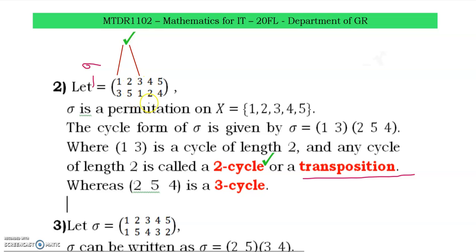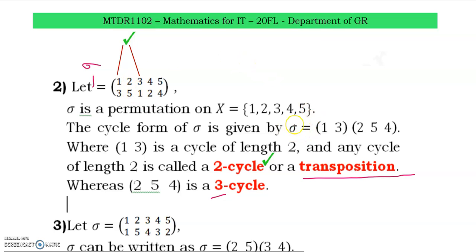Okay, see next, 2 goes to 5, then 5 goes to 4, then 4 goes to 2, then 2 goes to 5. So these 3 elements have a cycle. Among these 3 we have one cycle, one rotation. So we can say 2, 5, 4 is another cycle having length 3. So what we are writing here, we are writing the permutation into the cycle form.